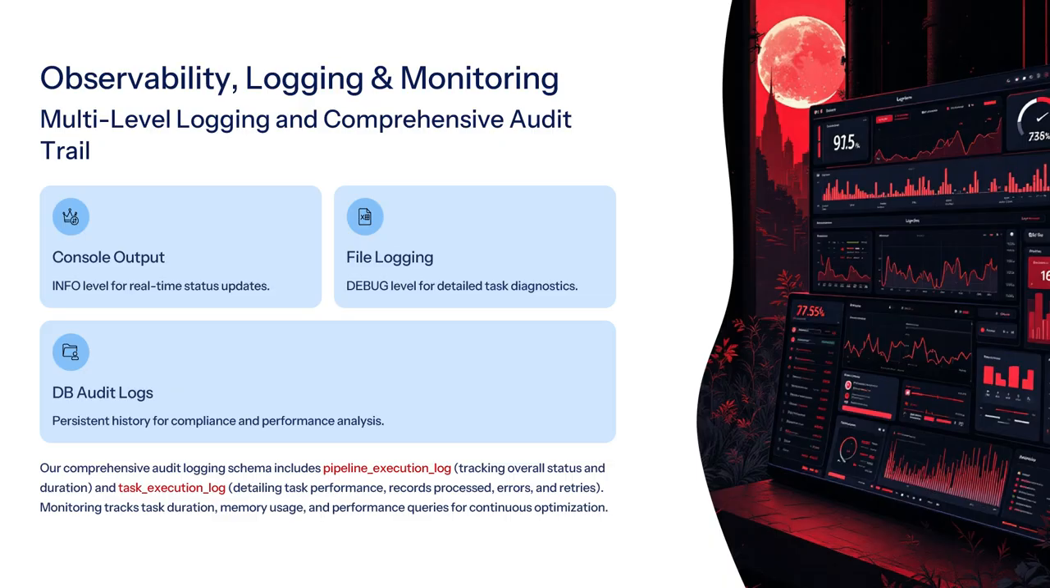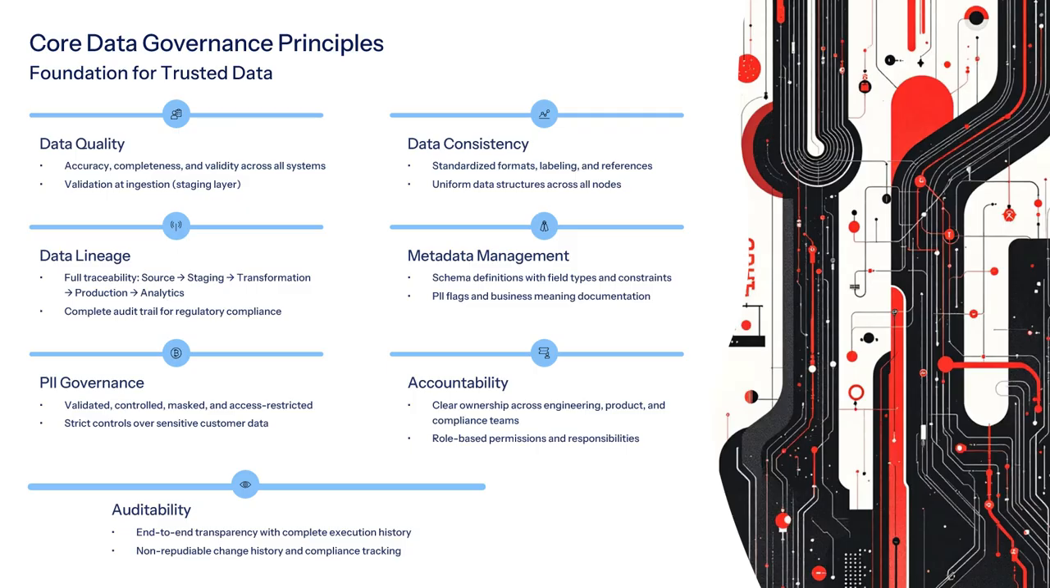Our comprehensive audit logging schema includes the pipeline execution log, used for tracking overall status and duration, and the task execution log, for detailing task performance, records processed, errors, and retries. Monitoring tracks task duration, memory usage, and performance queries for continuous optimization.